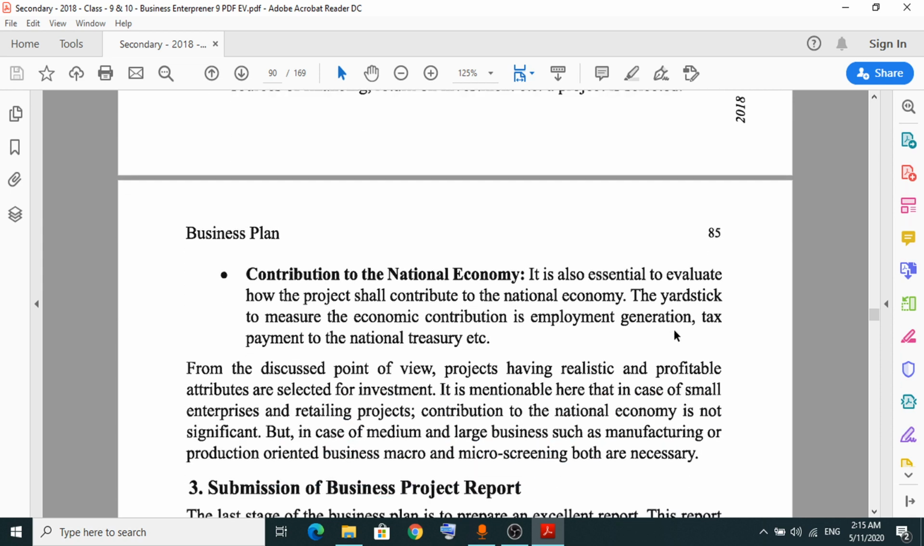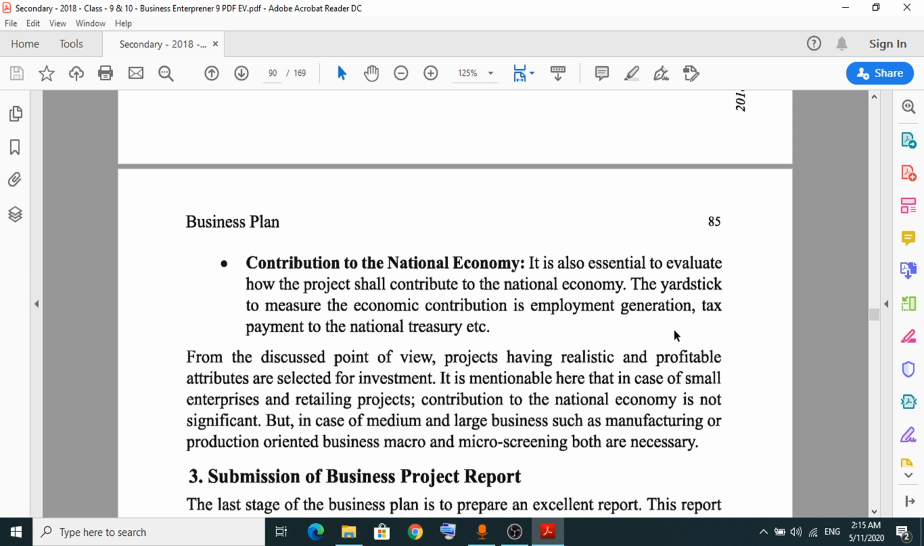And the contribution to the national economy: what you are going to do, or what type of business you want to start, does it have any social contribution or national contribution on the national economy? You have to find out this answer. An entrepreneur or businessman should think about that. If he or she wants to start a business, it has an influence on the national economy. It will help the national economy.